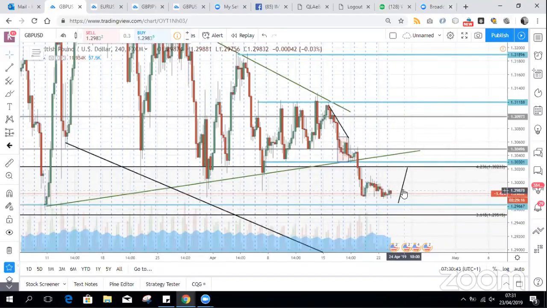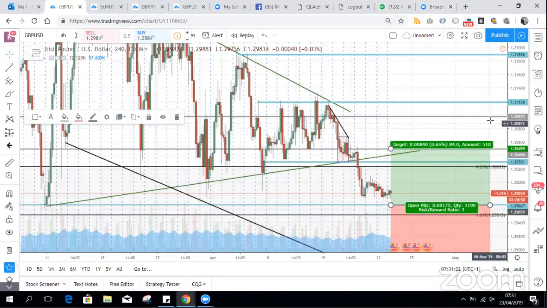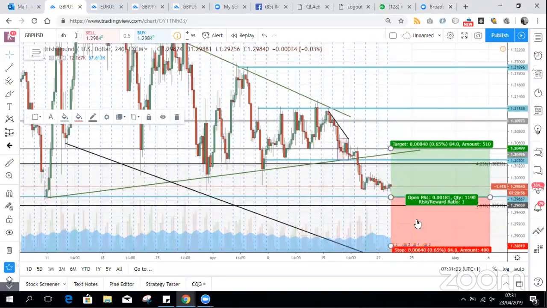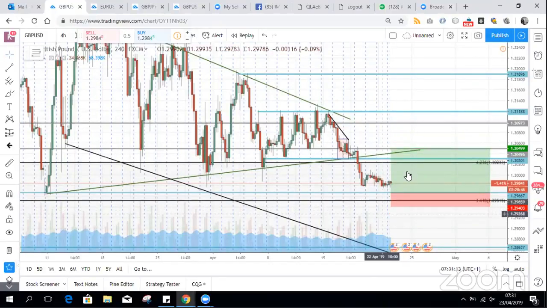Okay, so here's what I want to do. This is a 4-hour time frame. I'm just going to drop a few trade idea points in here. Everywhere within here is like yield zones. So we're looking for W's in the zone.